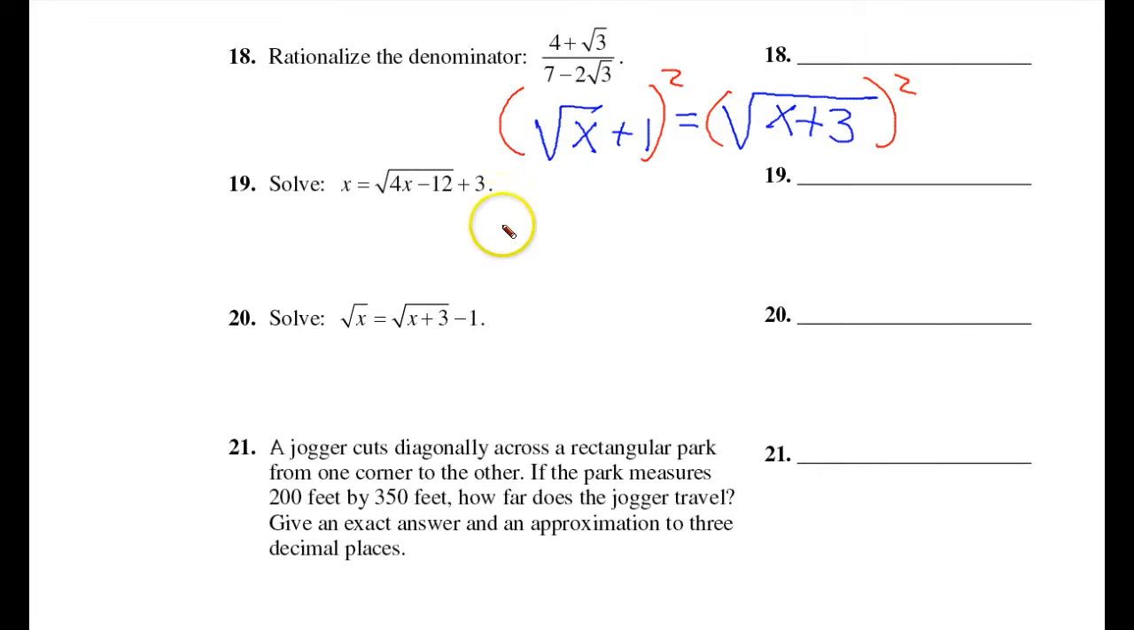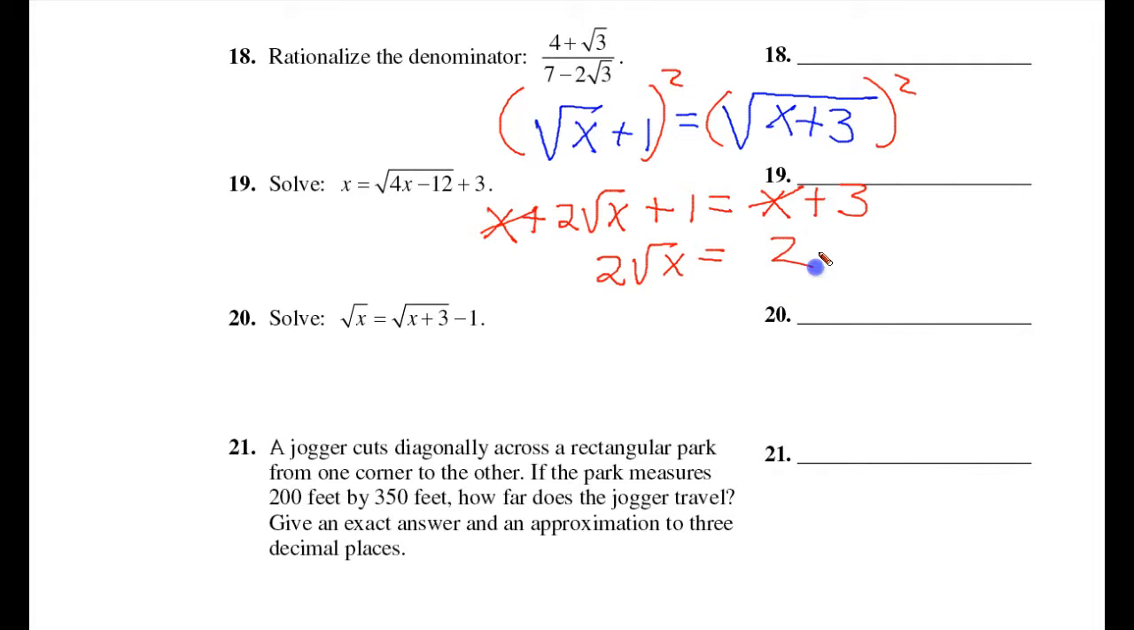So this squared is x. Multiplying this and doubling it, we get a plus 2 the square root of x, and this becomes a plus 1, and then this just becomes the radicand. Now notice these cancel out, and again we want to isolate the x, so we're going to get 2 the square root of x equals 2. So I transpose that, becomes a negative 1.